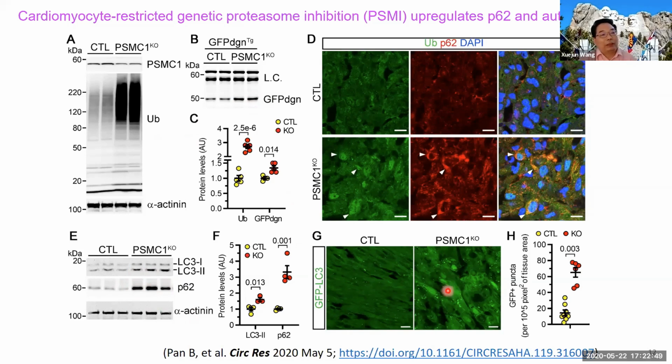You can see here in the knockout, there's a dramatic increase of GFP-LC3 puncta, or autophagosomes, in this knockout heart. Meanwhile, if we double label ubiquitin conjugates with P62, you can see here the increase of ubiquitinated protein primarily in the form of aggregates, and it is mostly co-localized with P62 here, okay?